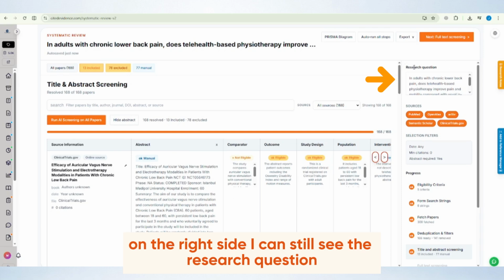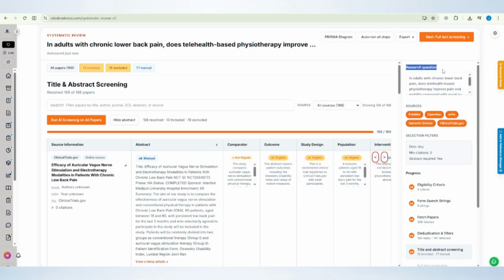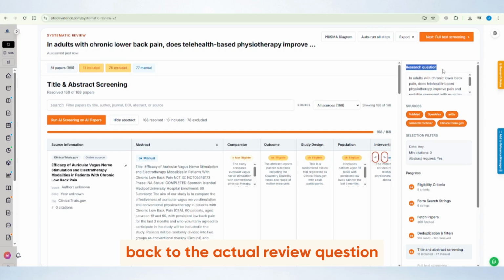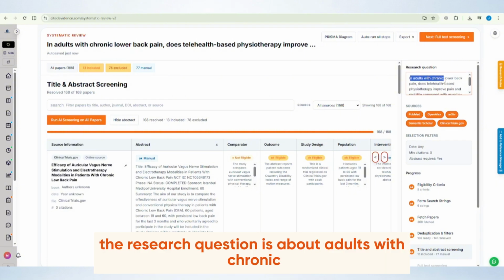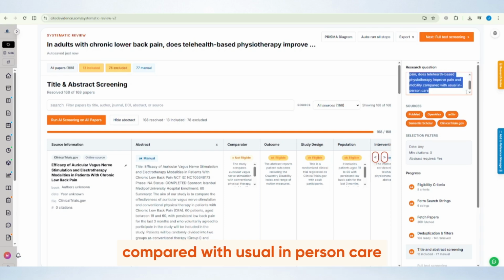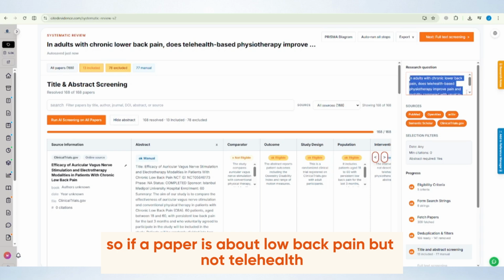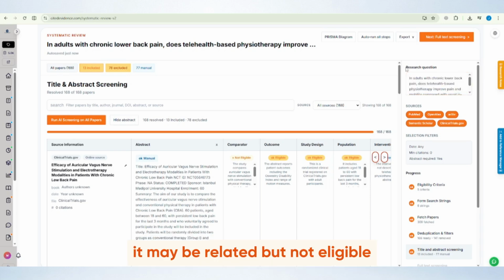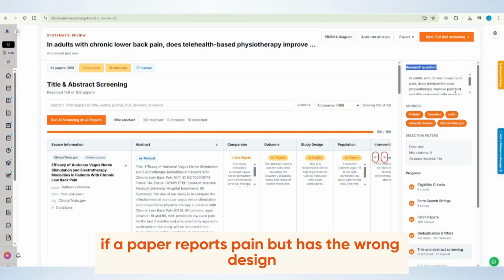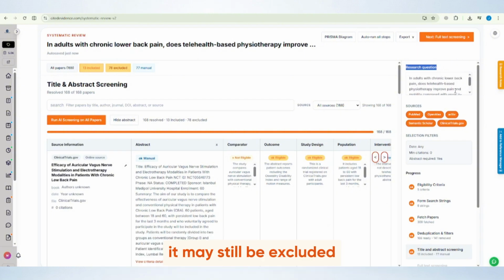On the right side, I can still see the research question. This is important because I always want to connect the screening decision back to the actual review question. In this example, the research question is about adults with chronic lower back pain and telehealth-based physiotherapy compared with usual in-person care. So if a paper is about low back pain but not telehealth, it may be related but not eligible. If a paper is about physiotherapy but does not compare with usual care, it may not fully match. If a paper reports pain but has the wrong design, it may still be excluded.